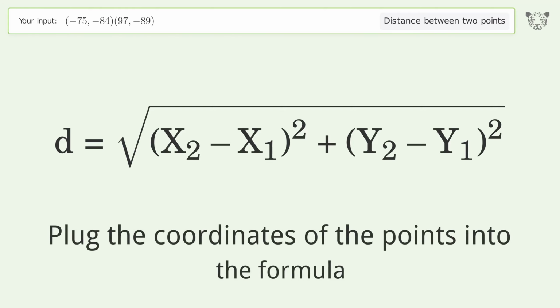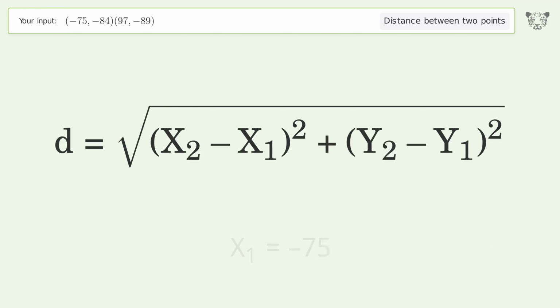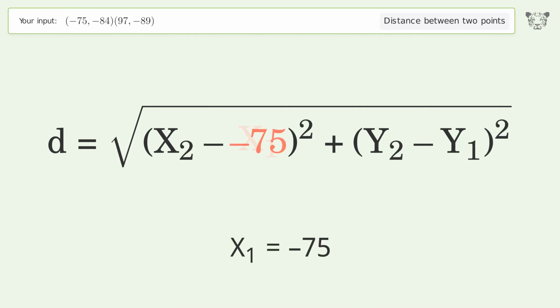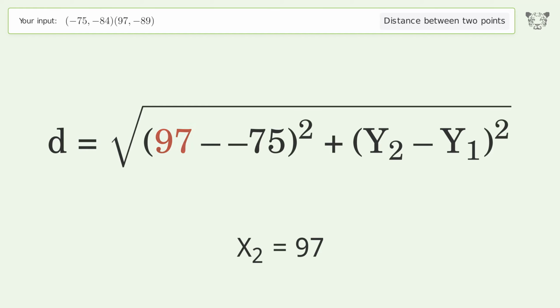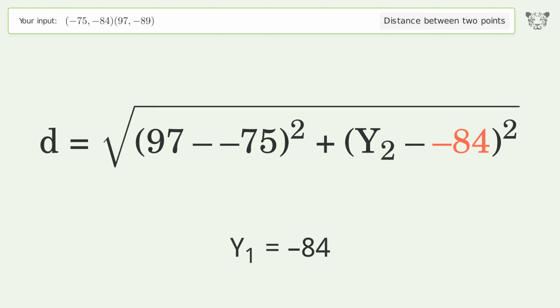Plug the coordinates of the points into the formula. x1 equals -75. x2 equals 97. y1 equals -84. y2 equals -89.